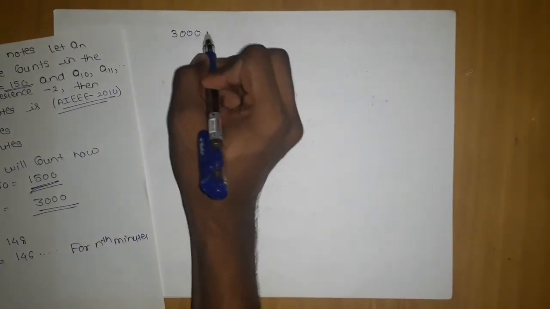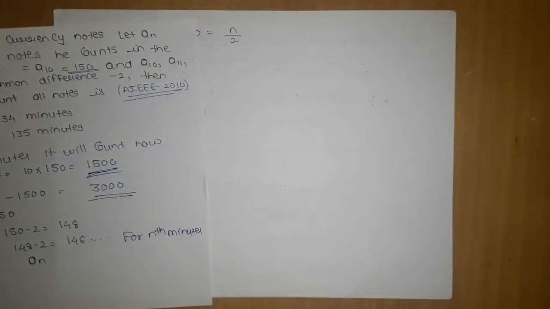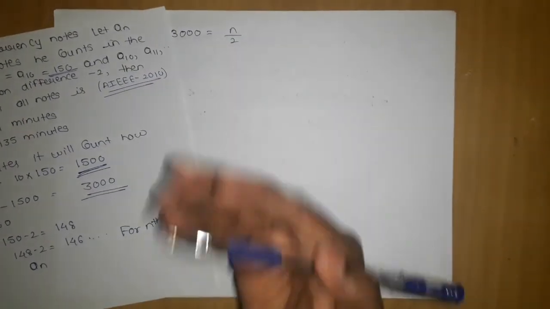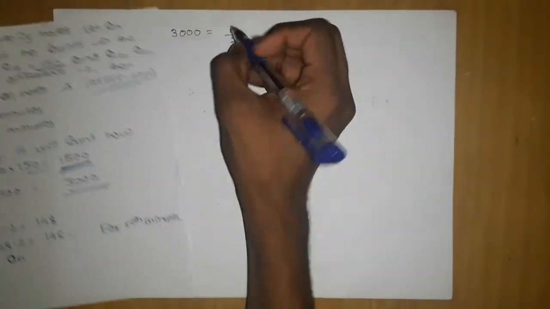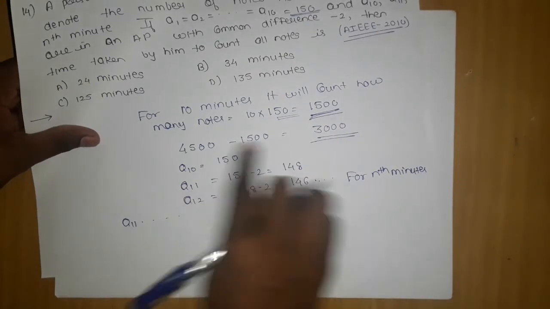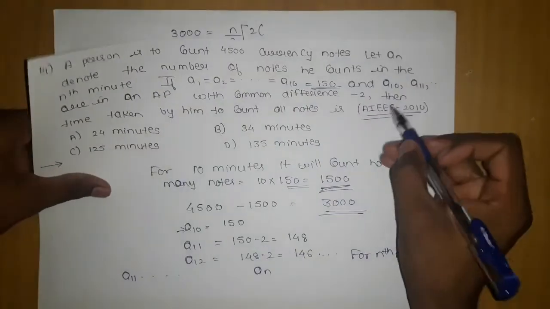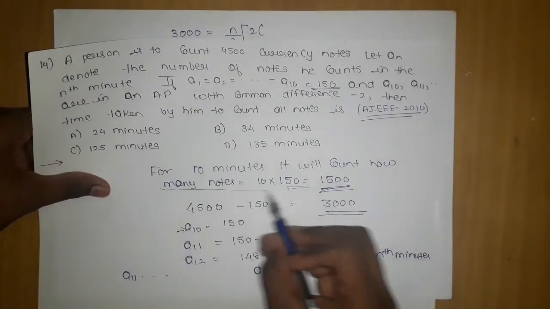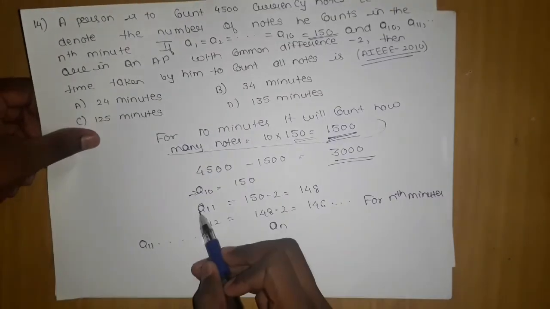So let's apply the sum formula. 3000 equals n by 2. We are assuming that he is counting the notes for n minutes, and we are trying to get the n minutes, so that we can add it with the 10 minutes for which we have counted, to get the answer. 2 into a is what I have started counting from A11. You will ask that A10 is given, why are you counting from A11? Because A10 is already included in the notes you have counted for the 10 minutes, so I don't want to take it again. So I will consider the AP from A11.